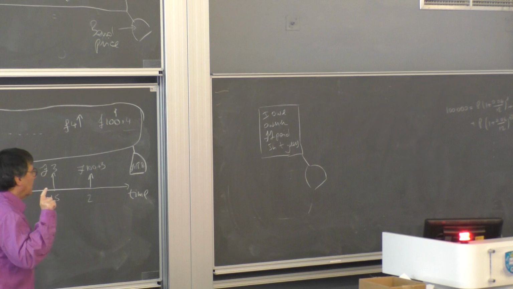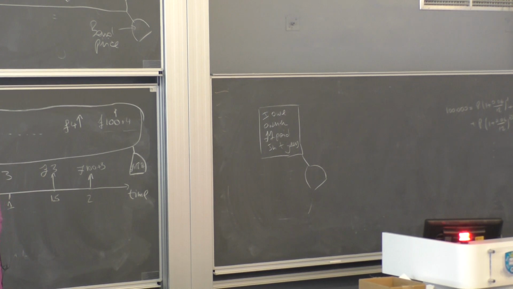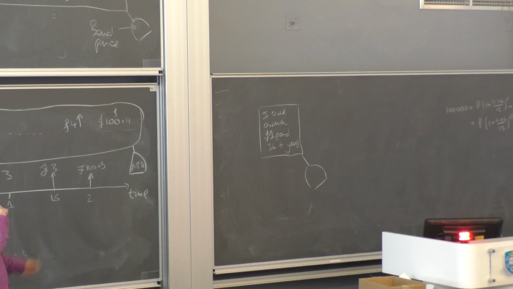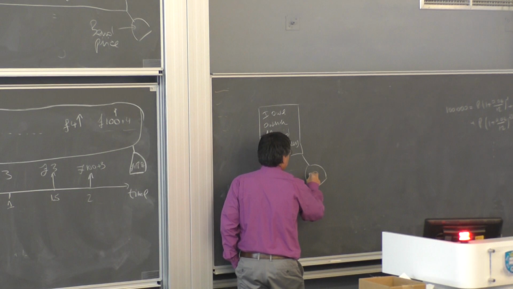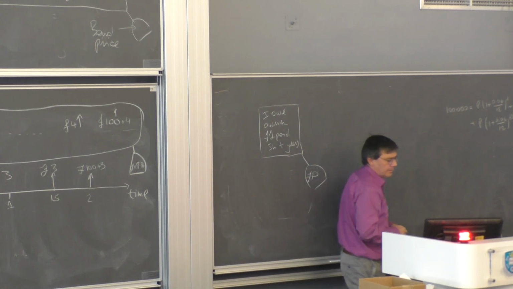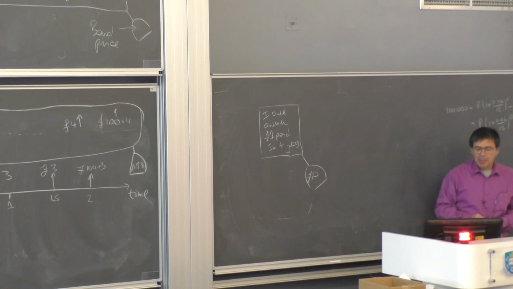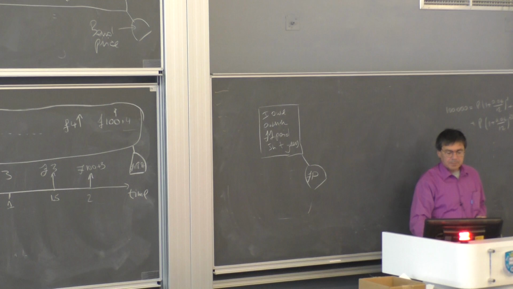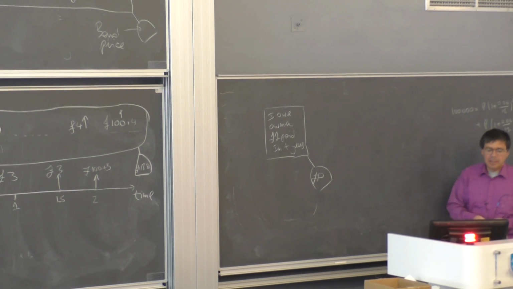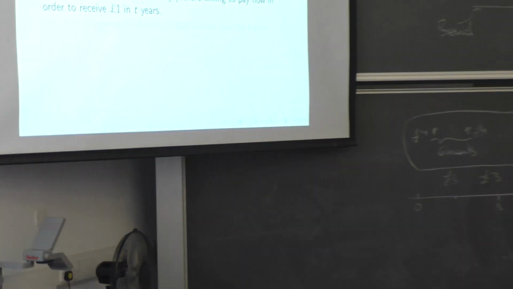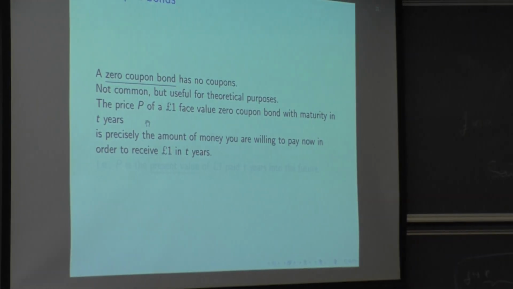Okay. Let's have a look at this piece of paper. This piece of paper is going to pay you £1 in T years. It's a zero coupon bond. It just consists of one payment in the future. And the question is, how am I going to price this? What's going to be the correct price to put here? Let's call this correct price P. Well, this is another way of saying P is the present value of £1 paid in T years.